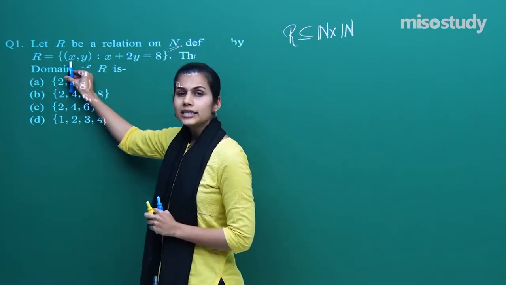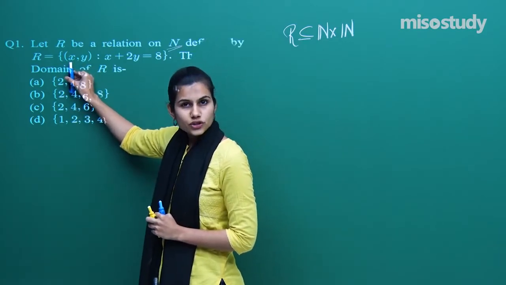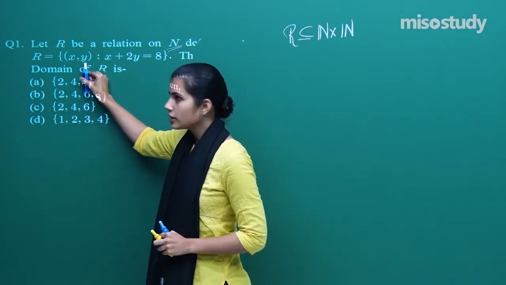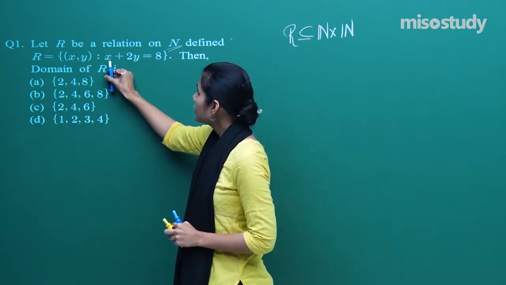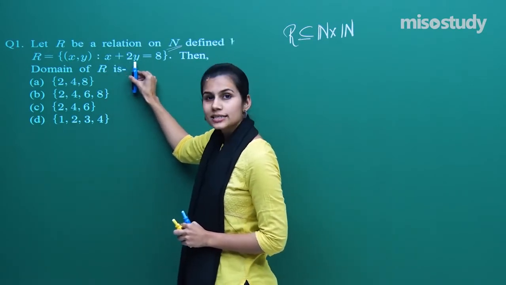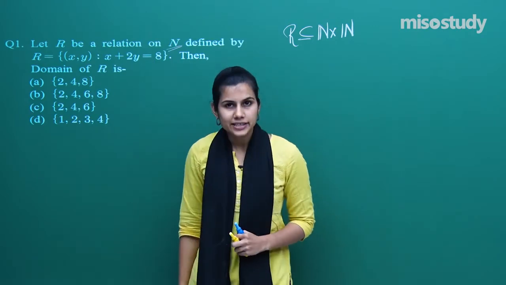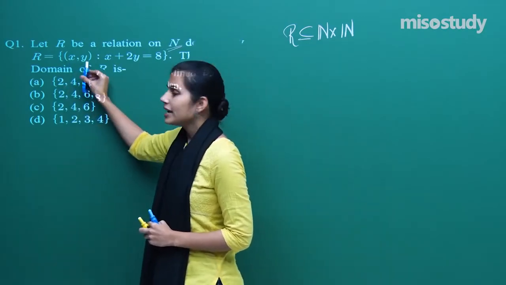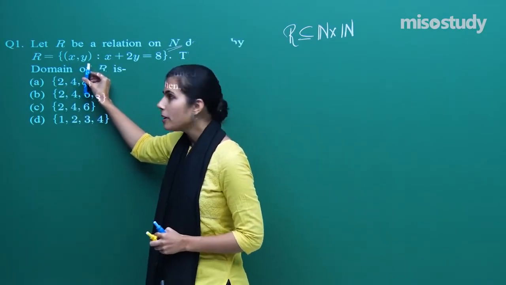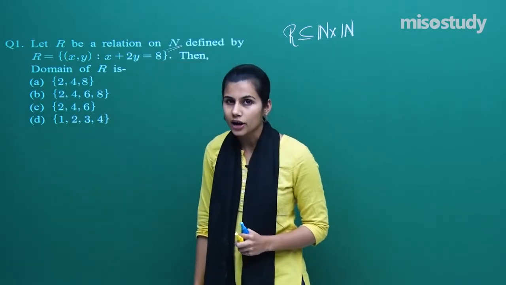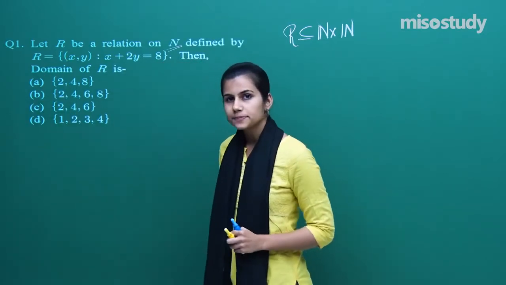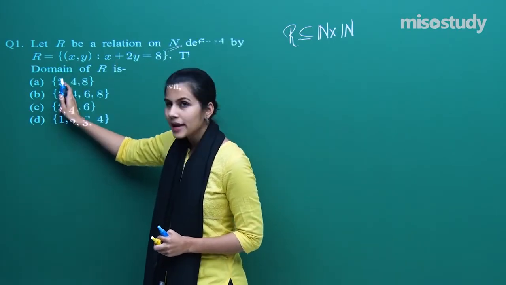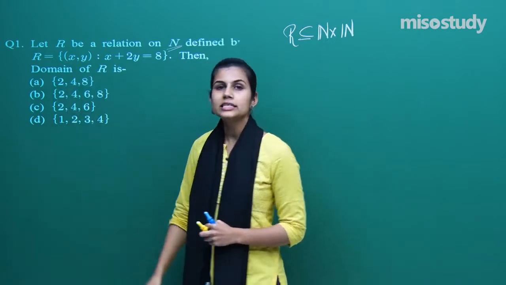So, the first element from this collection of natural numbers is related to the other member of the collection of natural numbers, provided the first number plus twice the second number gives you 8 as the answer. It is only then that x will be related to y and the ordered pair x comma y is going to land inside the set R, provided x plus 2y is 8. Then they are asking, such a relation's domain comes out to be what among these four?